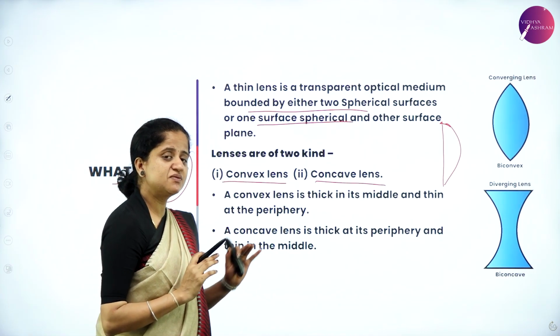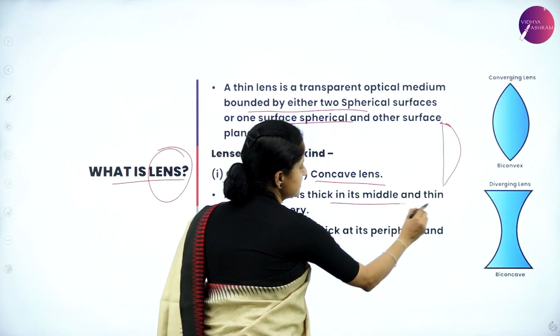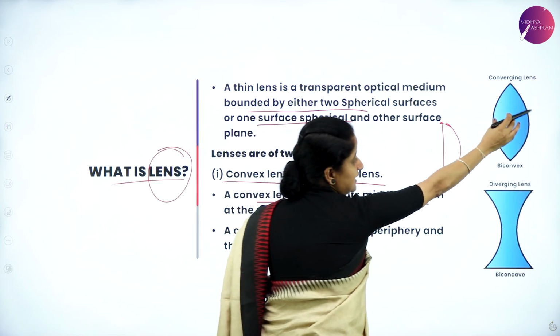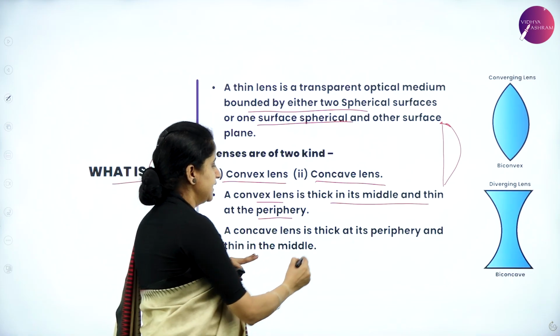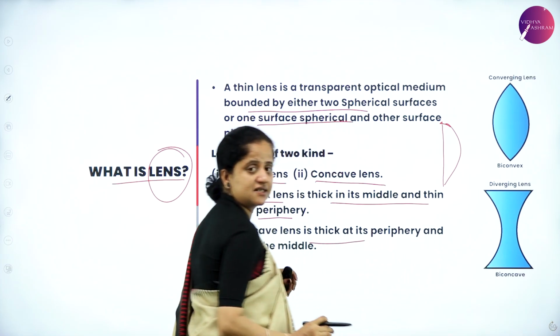What is the major difference between this convex and concave lens? A convex lens is thick in its middle and thin in its periphery. So you can observe it is thick in the middle and thin in its periphery, whereas in case of concave lens, it is thick at its periphery, so see here, and thin in its center.